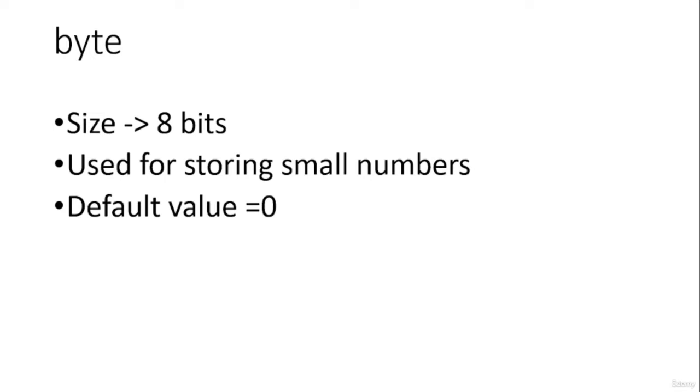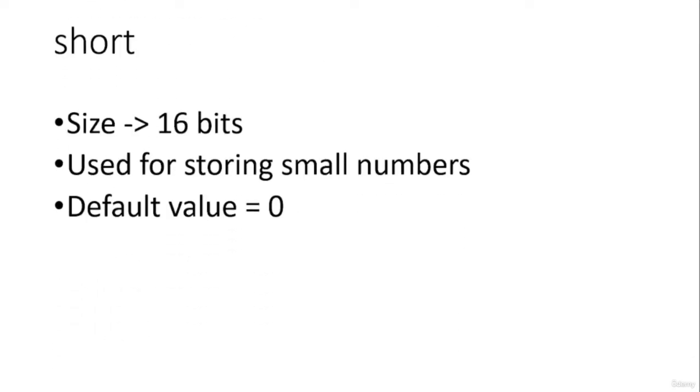So we'll start with the byte. Byte is the basic data type which has only 8 bits of size. 8 bits means it can hold a range from 0 to 127, and also 0 to negative 128. So it can also hold negative numbers, and it is used to store very small numbers. And the other thing about it is that when it is initialized inside a class, it has a default value of 0. So that is about byte.